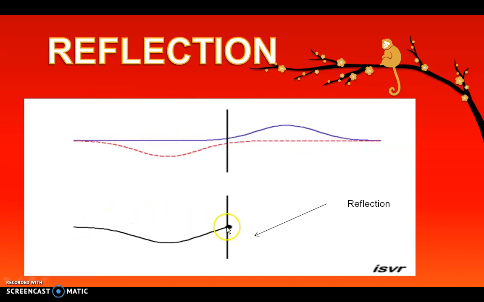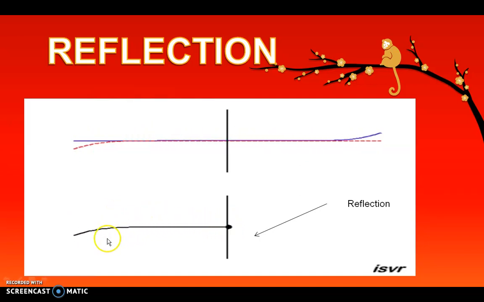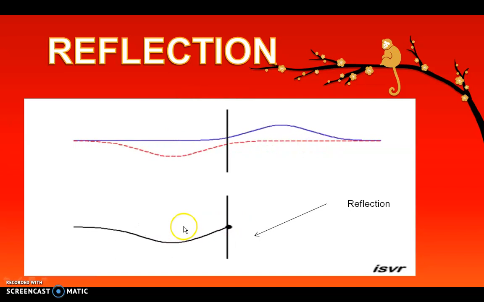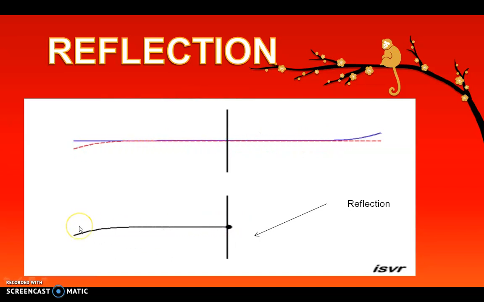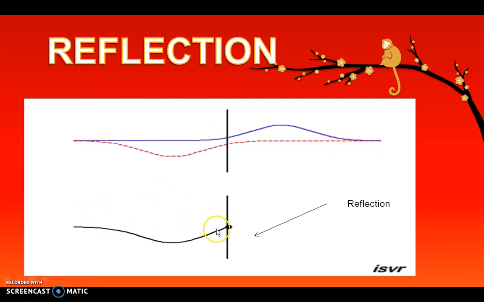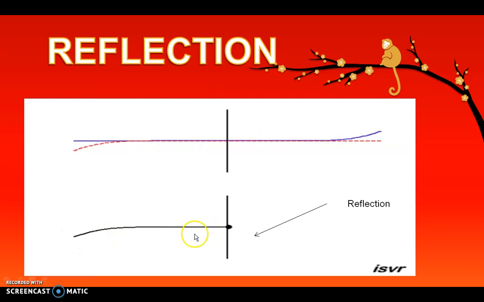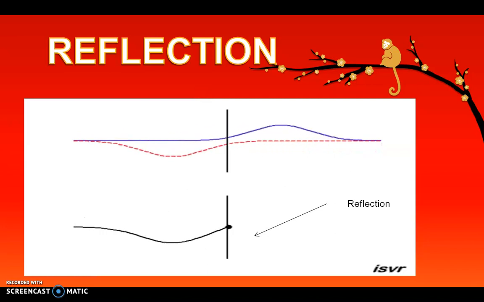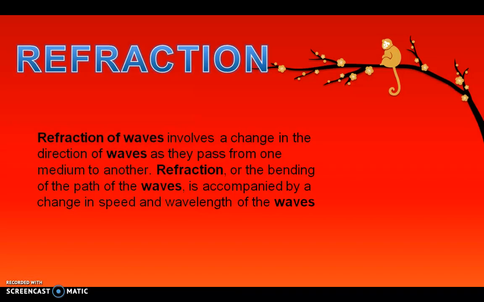When it touches the second medium, it reverses back to its original position. Watch it again. It returns back to its initial position. Watch it again for the last time. This is called reflection. So let us look at the second one, which is refraction.